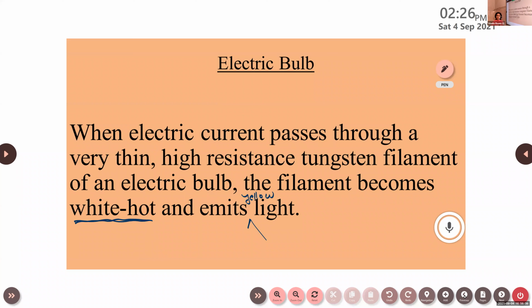Because if the bulb contains a filament, what is the disadvantage? Most of the electrical energy is converted in the form of heat. In order to heat the filament, only then does it produce a bright light. Okay.